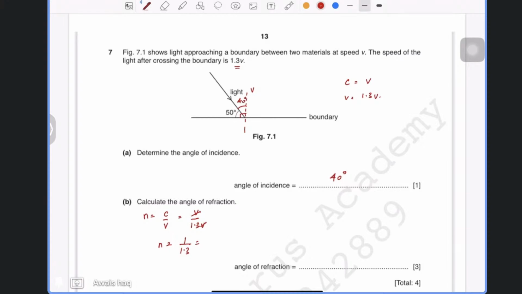Can you guys get me the answer, please? Zero point 769. Oh, sorry, it's not exactly correct. It's going from more dense to less dense, so you have to take 1 upon n. Speed in medium 1, speed in medium 2. There's no air actually. So it's going to be 1 upon 1.3. So n will be 1.3. You agree?